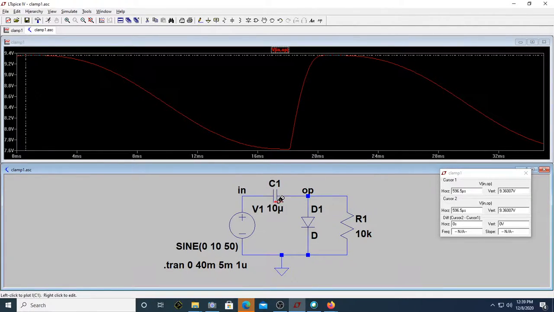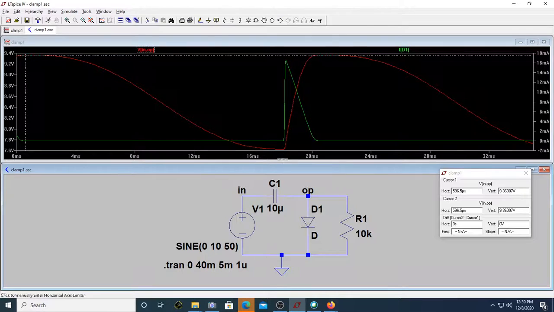Whenever it loses the charge, can you see now the current is again increasing, the diode is on. So till this point the capacitor is discharged. When the diode again turns on, you can see the capacitor is again charging. This is how it happens in the practical case.